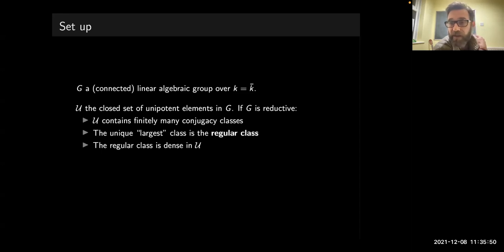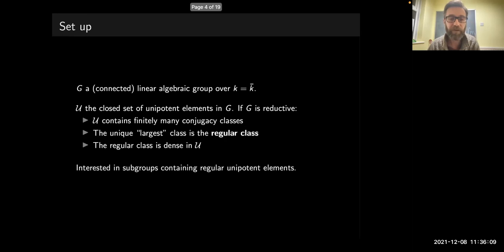And the class I'm particularly interested in this talk is the regular class in a reductive group. The class of regular unipotent elements, that's the biggest one, if you like. So that's the one of largest dimension, and it's dense in the set of all unipotent elements. Okay, and we're interested in subgroups of G which contain such a regular unipotent element.